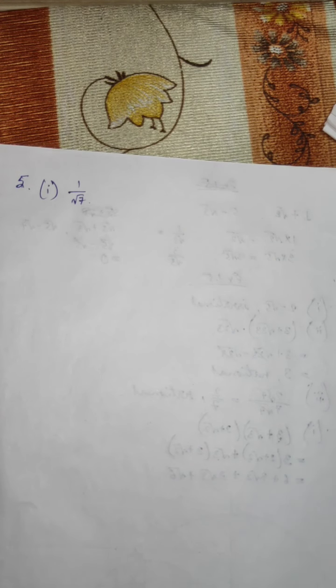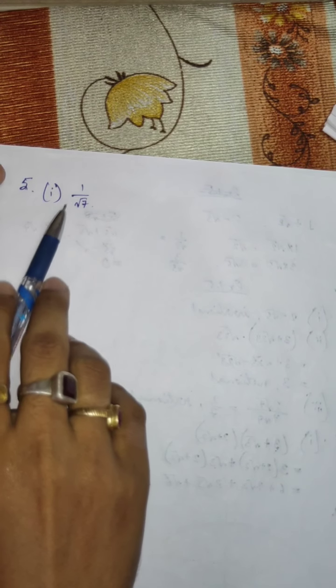So in the denominator there is an irrational number. We have to make it rational. This is called the rationalization of the denominator. And in this question you have to rationalize all the denominators of the given fractions. So how can I rationalize? Let's see. Root 7 is already given.